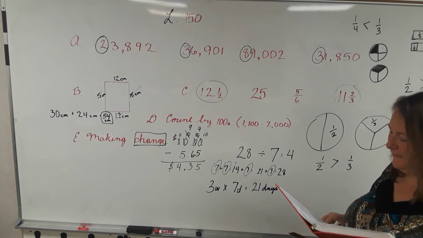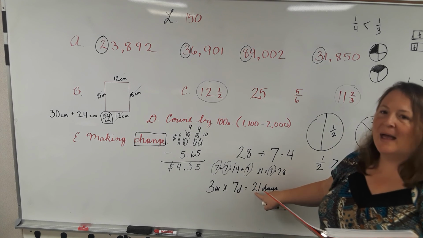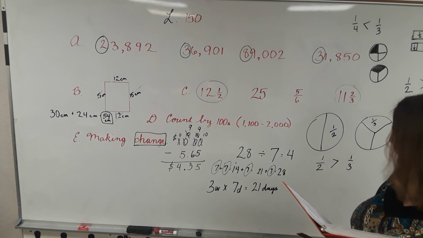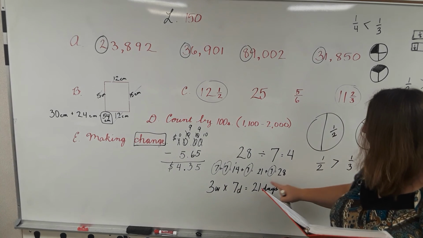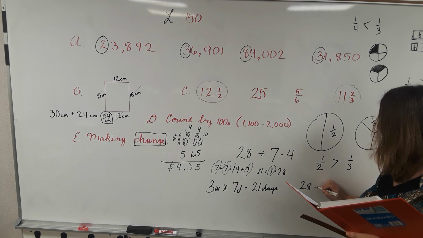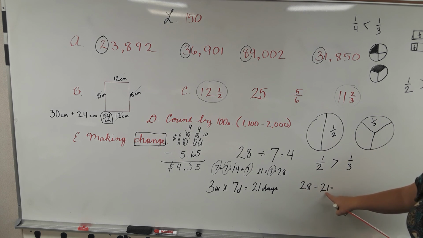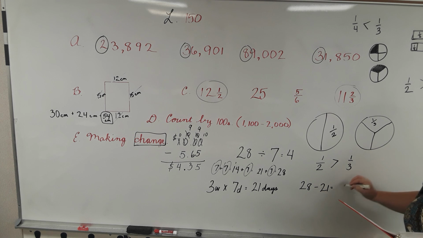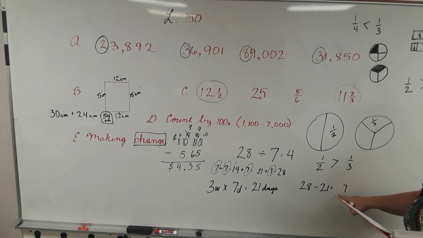How many more days did Luke attend camp than Sarah? How many more means subtract. So for how many more, we need to do 28 minus 21. Let's look at the ones place. 8 minus 1 equals 7. Let's look at the tens place. 2 minus 2 equals 0. So how many more days was he at camp than her? 7 more days.